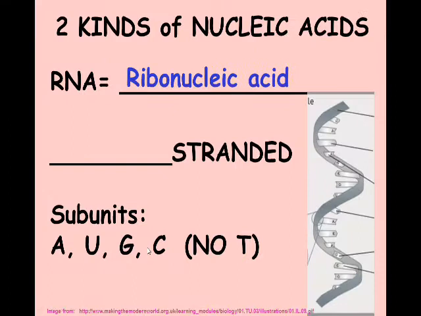RNA, ribonucleic acid, is a nucleic acid that's got ribose sugar. RNA is single-stranded. It's one side of that ladder. Notice the nitrogen bases still stick out towards the side, but there's not another side to the ladder. The nitrogen bases I can use to make RNA are A's and U's and G's and C's. Remember, no T in RNA.